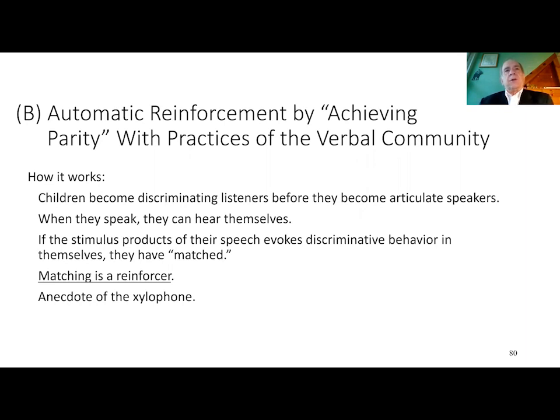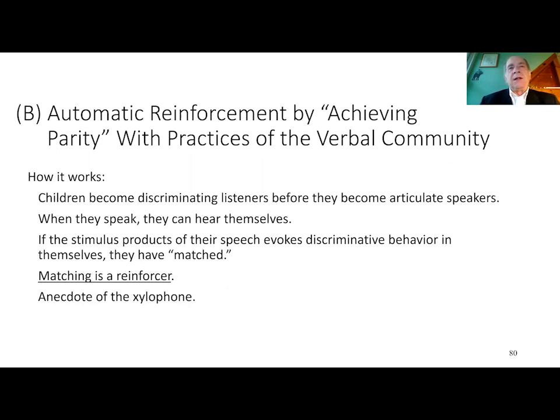A second kind of automatic reinforcement is something I've given the name achieving parity with the practices of the verbal community. And this is how it works. Children become discriminating listeners before they become articulate speakers. That is, you can tell a child to go into the kitchen and tell mommy that there's someone at the door, and the child will toddle in and I guess we're talking about nonverbal children, so the child's not going to tell mommy this, but the child will go in and tug mommy on the apron. So children learn to respond to speech before they can speak it themselves.